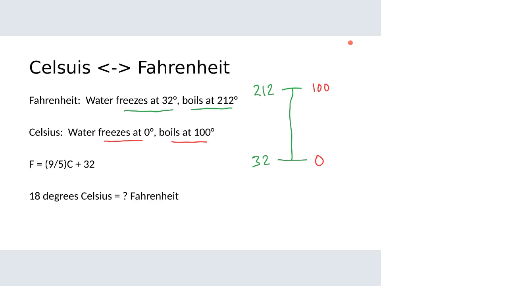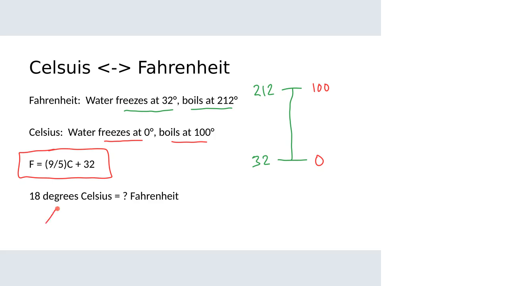If we want to go back and forth between these two systems, between Celsius and Fahrenheit, the relationship can be found in this formula right here. The Fahrenheit temperature is equal to 9/5 times the Celsius temperature plus 32. An example of that.